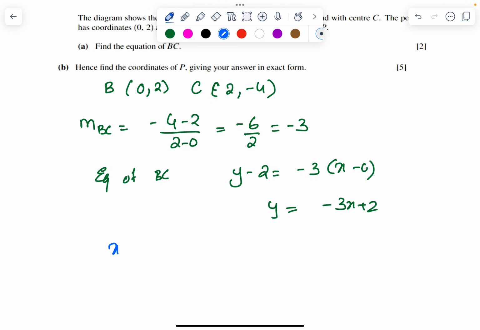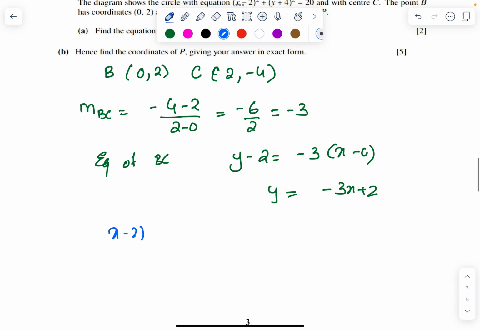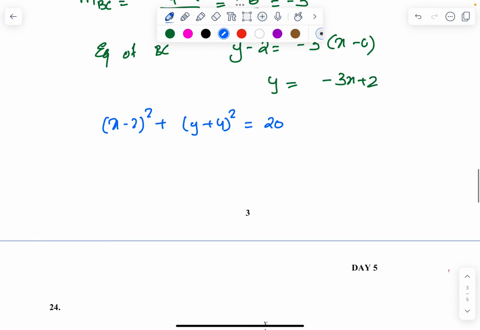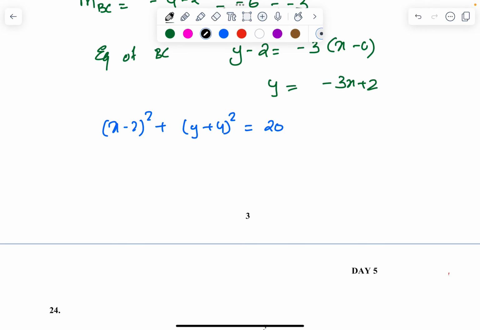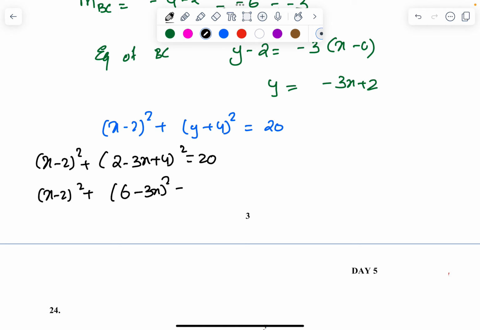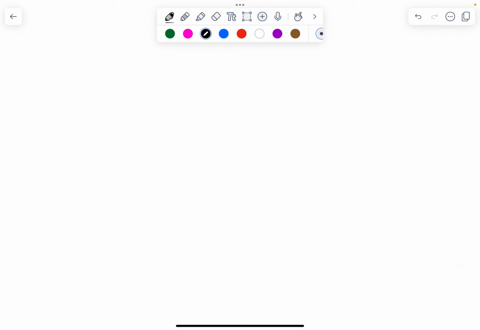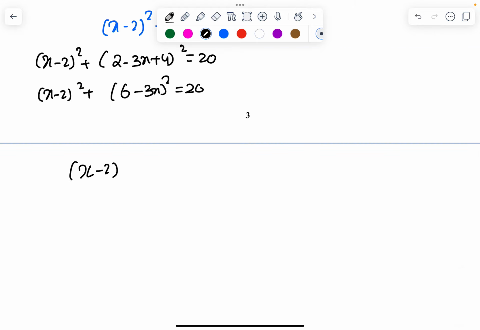Now we take the equation of the circle, which is x minus 2 whole square plus y plus 4 whole square equals to 20. So plug in that y value over here. So you should be getting x minus 2 whole square plus 2 minus 3x plus 4 whole square equals to 20. So x minus 2 whole square plus 6 minus 3x whole square equals to 20. I quickly add a page over there so that I can get space for working. So it becomes x minus 2 whole square, then 3 common, it becomes 2 minus x whole square equals to 20.